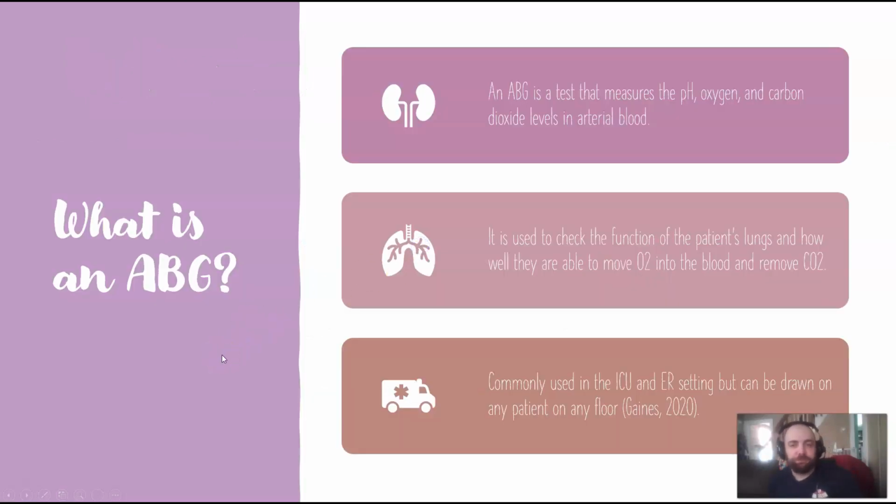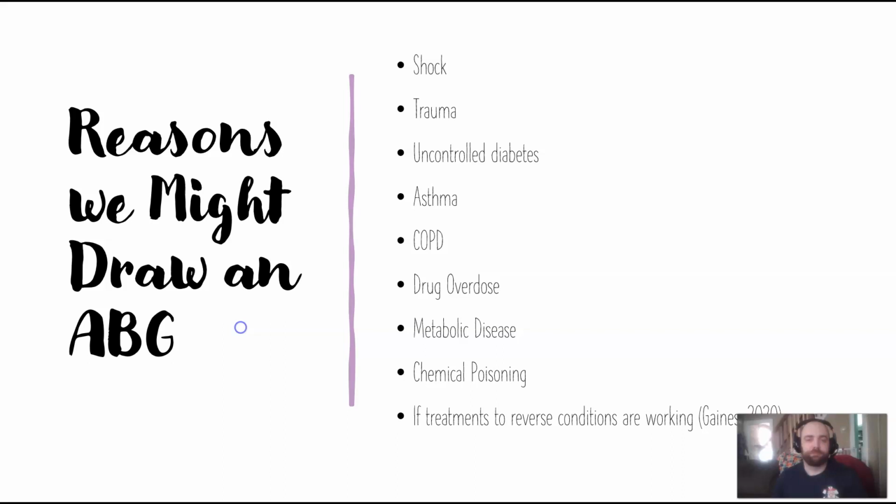So what is an ABG? An ABG is a test that measures the pH, oxygen, and carbon dioxide levels in arterial blood, and also measures your bicarbonate levels as well, which is released from your kidneys. It's used to check the function of a patient's lungs and how well they're able to move oxygen into the blood and remove carbon dioxide. They're commonly used in the ICU and the ER setting, but they can be drawn on any patient on any floor at any time, as many of you know.